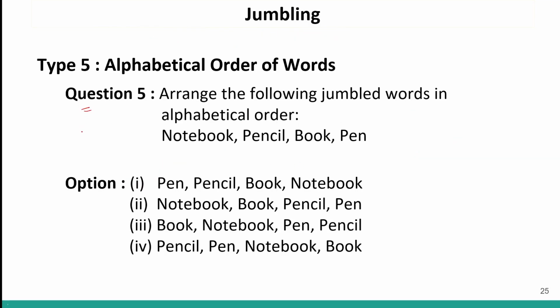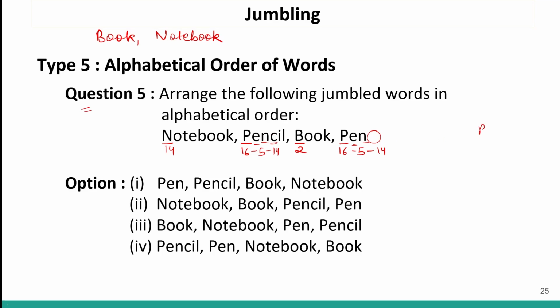Now, question number 5. Notebook, pencil, book, and pen. So B is 2, P is 16 over here, and notebook is what? N is 14. So first will be book, then I'll have notebook. Now, pencil, pen, the first letter is the same. Let us look at the second letter, E. So 5 and 5 here also. Then we have N. So 14 and 14. So now we'll move on to the next letter. We do not have a next letter here, and over here we have a next letter.